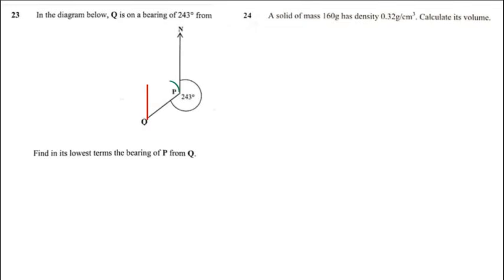To find that, we're going to use the property which is angles at a point add up to 360 degrees. So we're going to say P is equal to 360 degrees minus 243 degrees. Then when we find the difference, it's going to give us 117 degrees. That is the value of P.